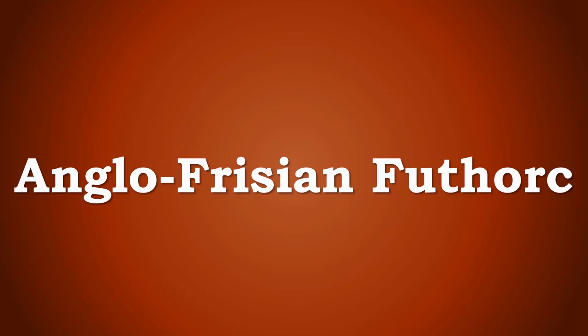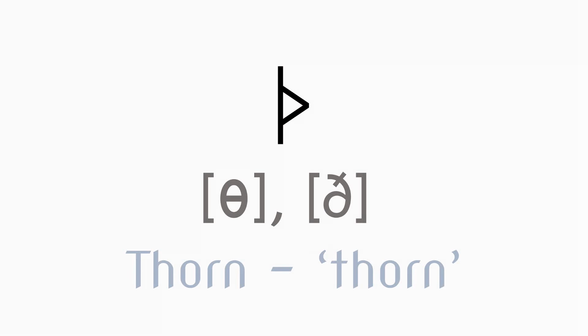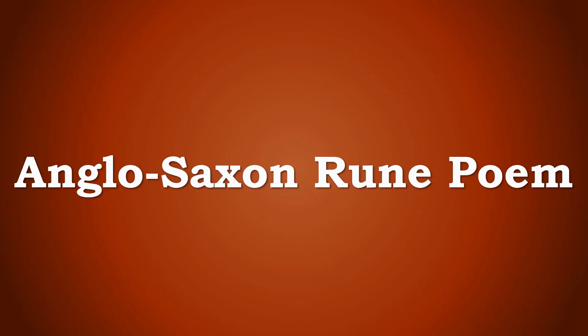Now, if we go over and we look at the Anglo-Frisian Futhark, so this is the way that the Futhark developed in England and over in Frisia, we find the same character again, but with a different name. Here it's known as Thorn, at least among the Anglo-Saxons, the Old English speakers. We don't actually know what the Frisians called it because we don't have any evidence for their rune names, we just have their runes. And again, this was the rune that was used for both a voiceless and a voiced sound.